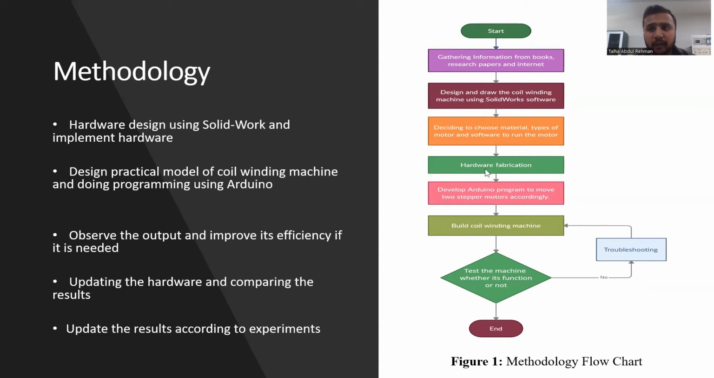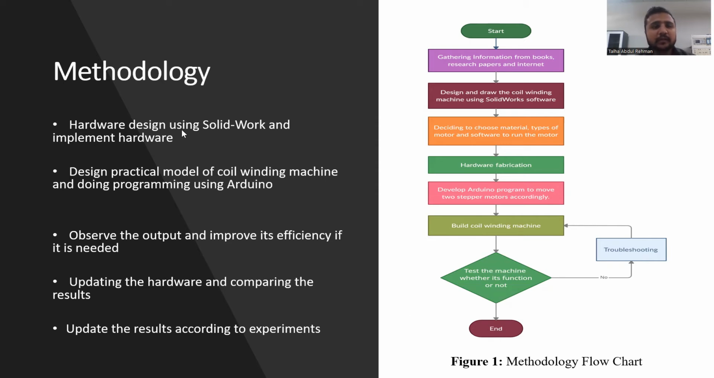After that, we will do hardware fabrication. We will fabricate all the parts of the hardware. Then after that, we develop Arduino programming and move the stepper motor accordingly. After that, we build the coil winding machine. The next step is coil building with the coil winding machine. Then we will test whether the machine is working properly or not. If it does not work properly, we will troubleshoot it and again build the coil winding machine with some small changes. After that, if it is successful, then it will be the end of our project.